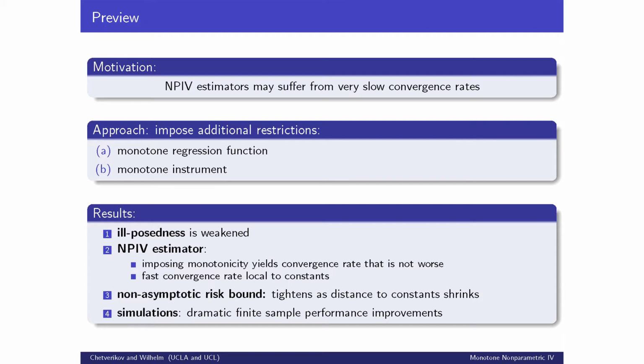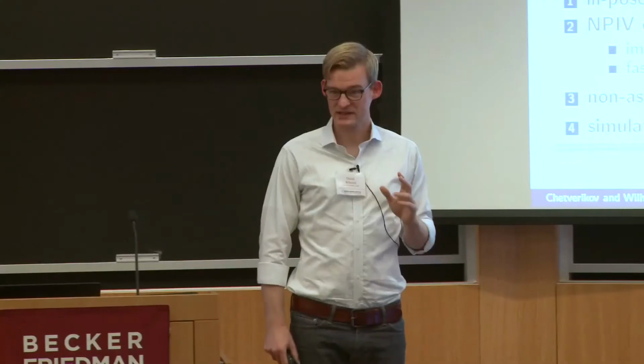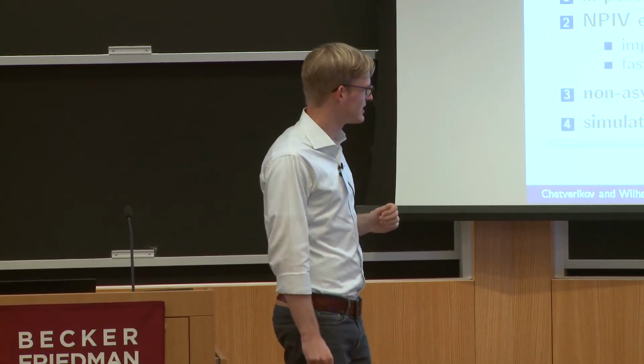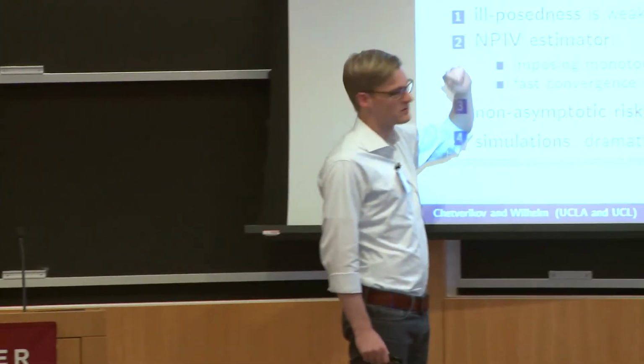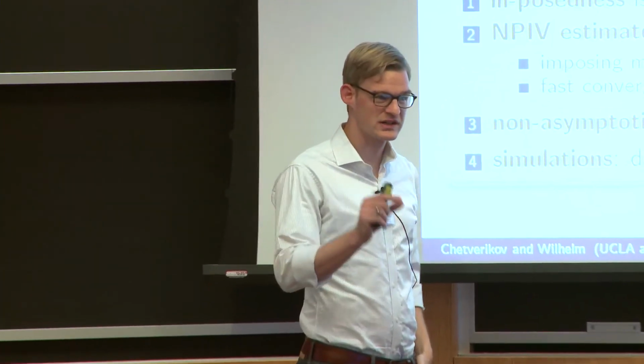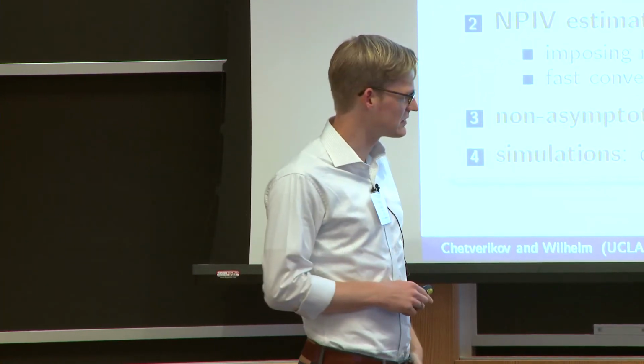You can see in this bound later that it will depend on how far you are away from the boundary, meaning how far away you are from flat functions. And then I want to show you some simulations which show quite dramatic, I think, improvements in performance when you impose the monotonicity of the regression function relative to when you don't impose this restriction.